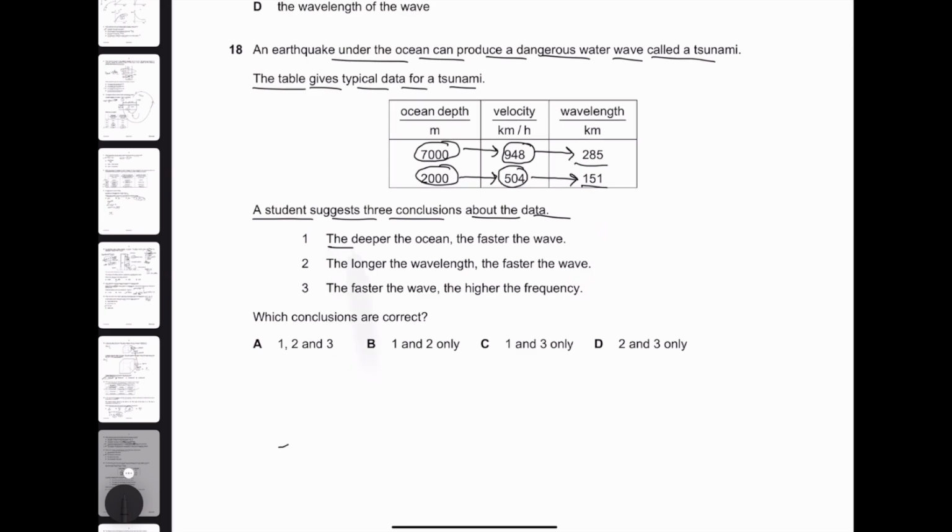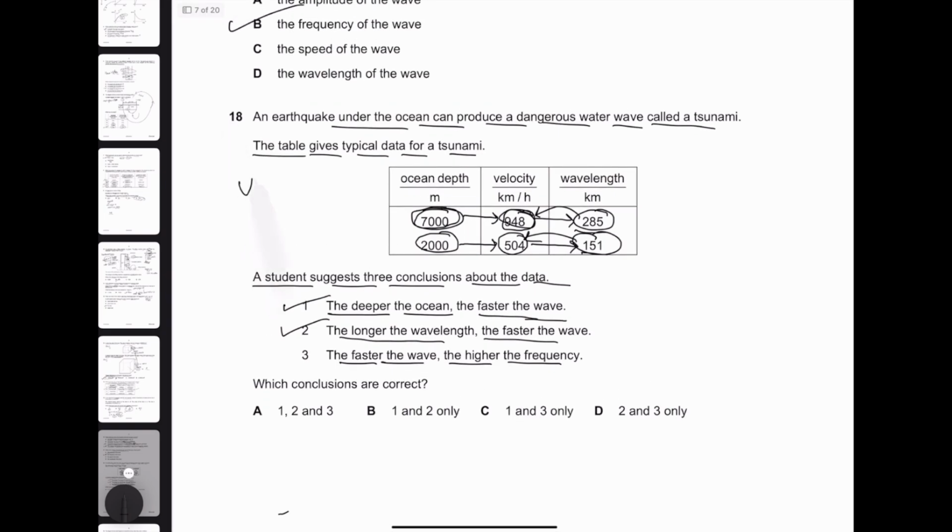All right. The deeper the ocean, the faster the wave. Which ocean is more deep? 7,000. Is the velocity more? It is more. So is this statement correct? It appears so. This is correct. The longer the wavelength, the faster the wave. Let's see. If the wavelength is 285, the speed is more. If the wavelength is less, the speed is less. This is also correct. The faster the wave, the higher the frequency. Now, this is what doesn't happen. Frequency stays the same. See, V equals F lambda is there. If V is being changed, lambda is being changed, frequency will be constant. So your answer should be 1 and 2 only. Option number B.